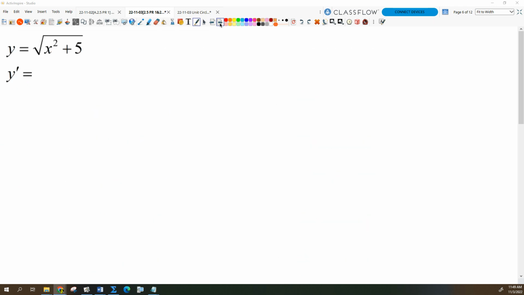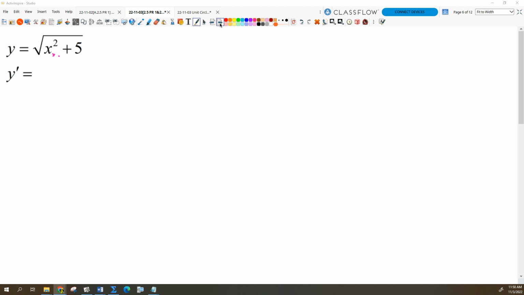Okay. So y equals the square root of x squared plus 5. How would we deal with this? Well, first of all, we think about what's inside as being u. What's the derivative of the square root of x? It's 1/2 x to the negative 1/2, right? So what's the derivative of the square root of u? Same pattern: 1/2 u to the negative 1/2, right?